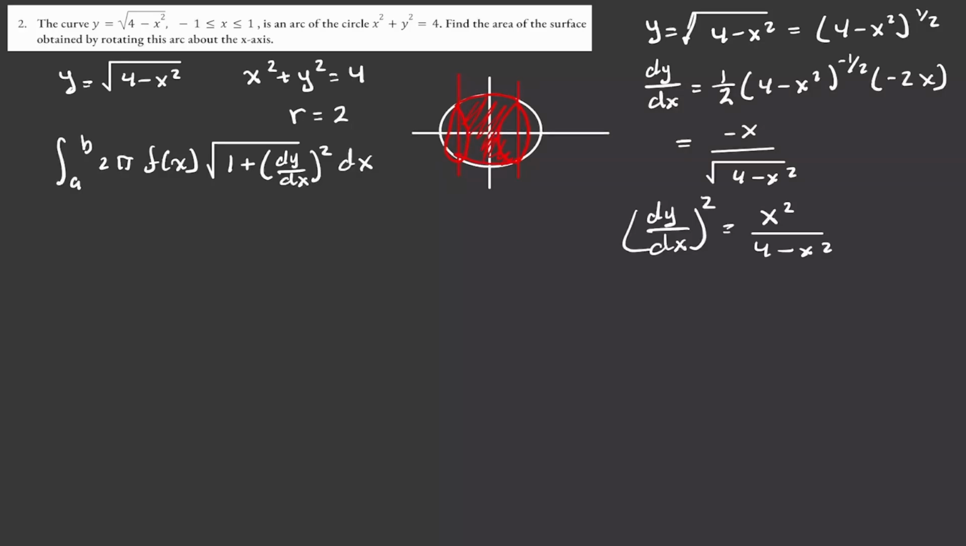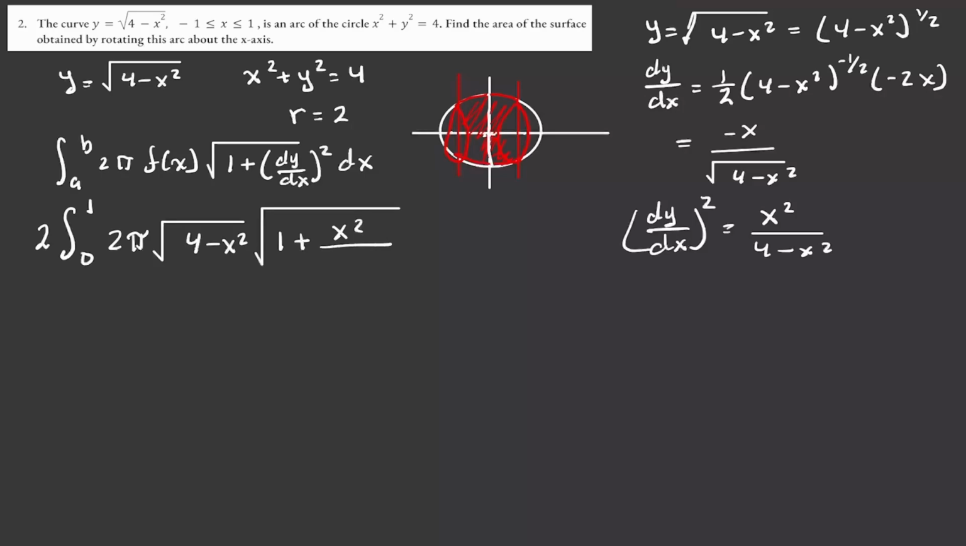When I'm writing my integral, instead of writing it from -1 to 1, notice that here I have symmetry. So from 0 to 1, I would obtain the same surface area as from 0 to -1. So I can write my integral as 2 times the integral from 0 to 1 of 2 pi times f of x, which is the square root of 4 minus x squared, times the square root of 1 plus the derivative of the function squared, which is x squared over 4 minus x squared, dx.